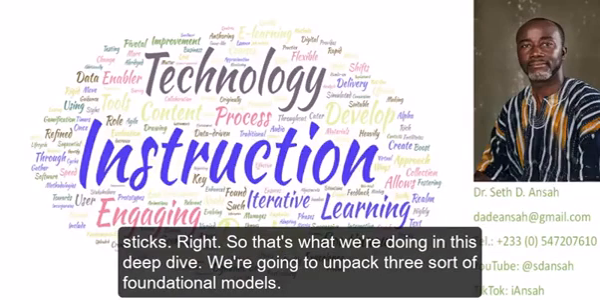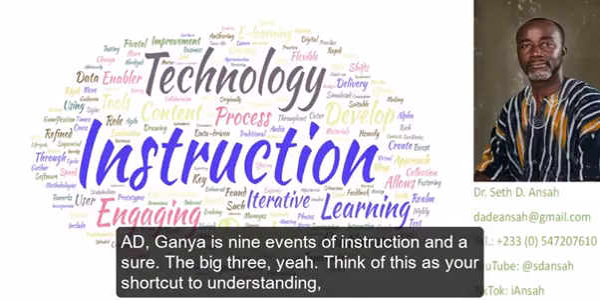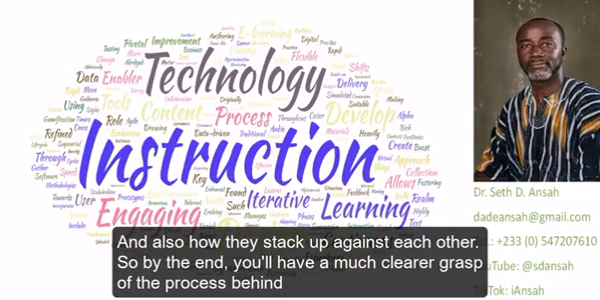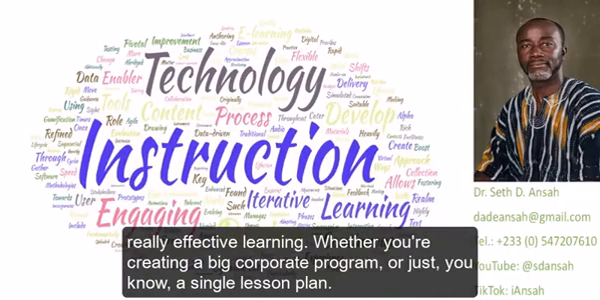Right. So that's what we're doing in this deep dive. We're going to unpack 3 foundational models: ADDIE, Gagne's 9 events of instruction, and ASSURE. The big 3, yeah. Think of this as your shortcut to understanding not just what they are, but, and this is key, how they integrate with today's technology, because that's always changing, right? And also how they stack up against each other. So by the end, you'll have a much clearer grasp of the process behind really effective learning, whether you're creating a big corporate program or just a single lesson plan.